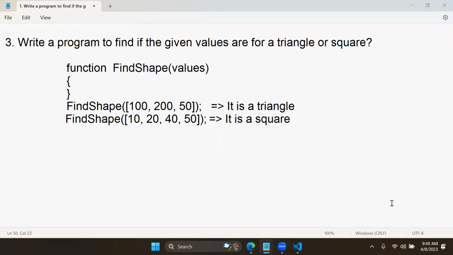It is also a simple one. Not 2, it is 4. Triangle means 3, right? Values, how many values are passed? Length means it will count how many values there are. 3 or 4?